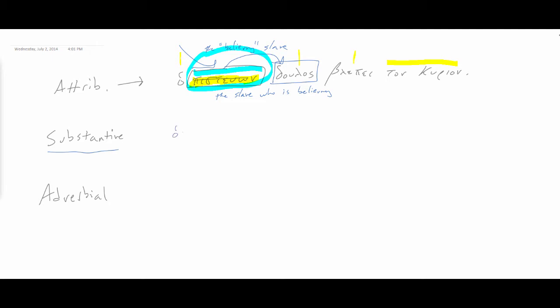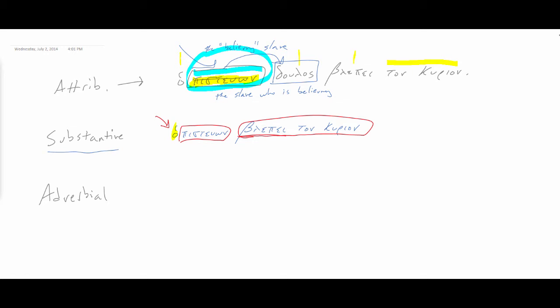So if we were to say, ho pisteuōn blepei ton kurion. Now, you see that the participle is here, and even though you don't know the forms yet, the article tells you it's nominative masculine singular, so it's probably functioning as a subject. Indeed, it's the subject of the verb blepei. And so the sentence without the participle is, he is seeing the Lord. He is seeing the Lord.